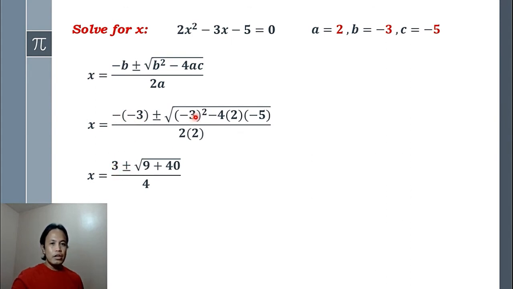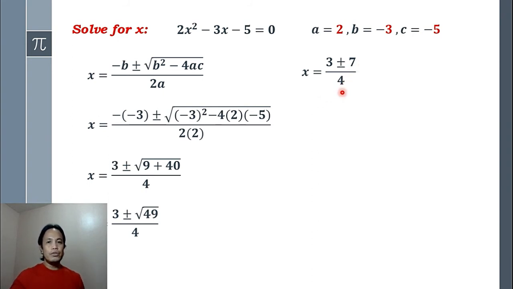Plus and minus. The square of negative 3 is 9. The negative 4 times 2 is negative 8. The negative 8 times negative 5 is positive 40. Then 2 times 2 is 4. We simplify the terms inside the radical symbol. So 9 plus 40 is 49. Then we have 3 plus and minus the square root of 49 over 4. This time, we get the square root of 49, which is 7. So we copy 3, we copy plus and minus, and the square root of 49 is 7.